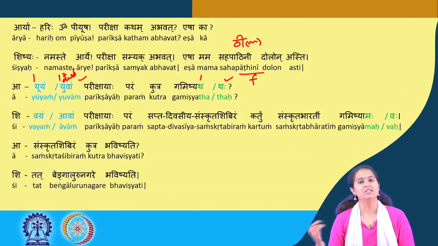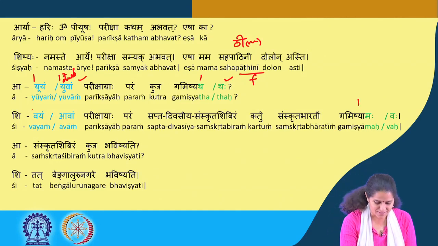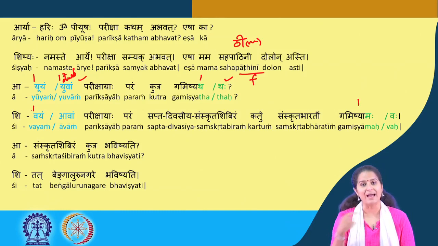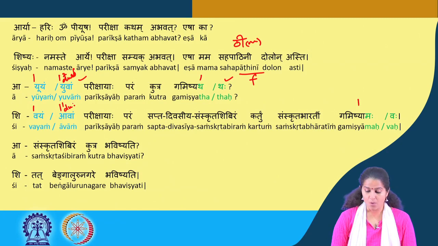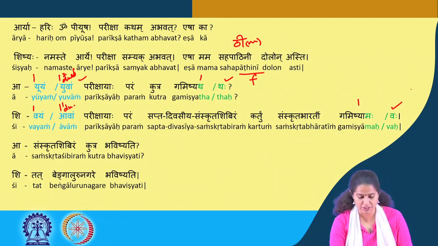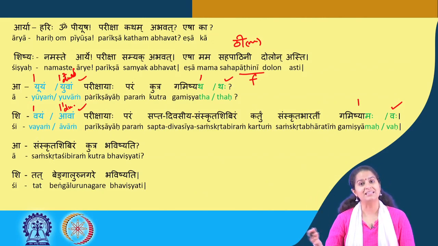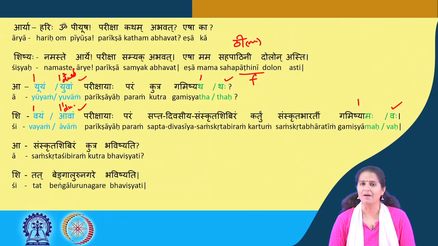Gamishyamaha or Gamishyavaha. So who Gamishyamaha? If you ask who all are the subject of Gamishyamaha? Yes, the answer is Vayam Gamishyamaha. So if the subject is Avam, which is the first case for the first person in the dual, what happens? It becomes Avam Gamishyavaha. Alright, so Avam Parikshayah Param Sapta Divasiya Sanskrita Shibiram Kartum Sanskrita Bharatim Gamishyavaha. Uttamam.